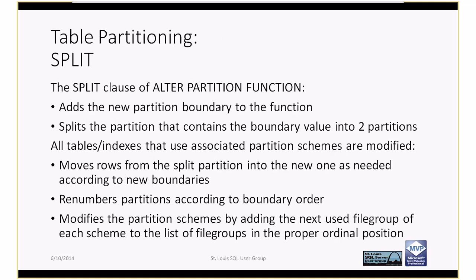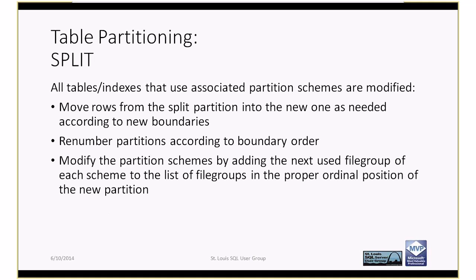After it creates a new partition boundary, it then renumbers the partitions according to the boundary. That's a little bit confusing, especially if you're doing a range, but I'll show you. It is a little bit tricky. And I forgot to mention, it also modifies the partition scheme to add the next used value to the actual list of boundaries. So before you actually do a split, you first have to add a next used filegroup for all the partitions that you set.